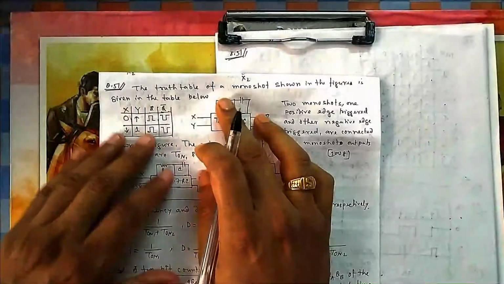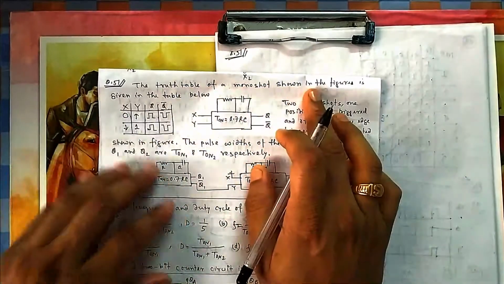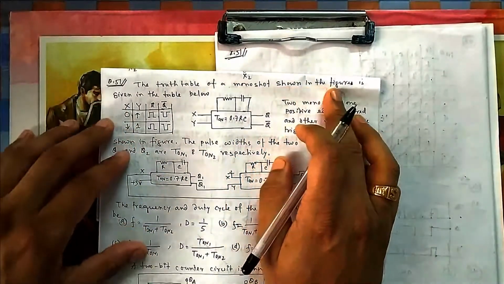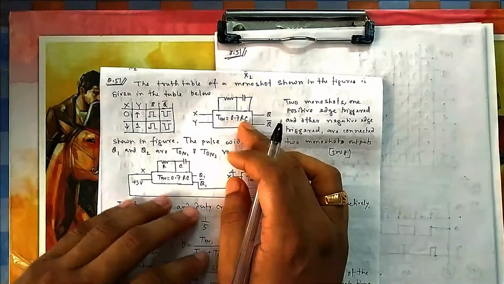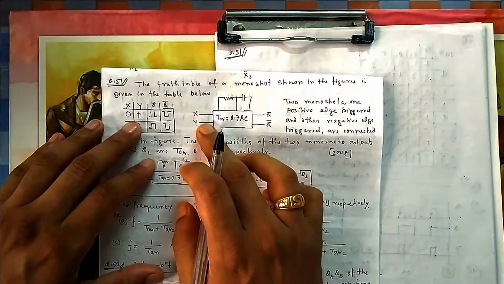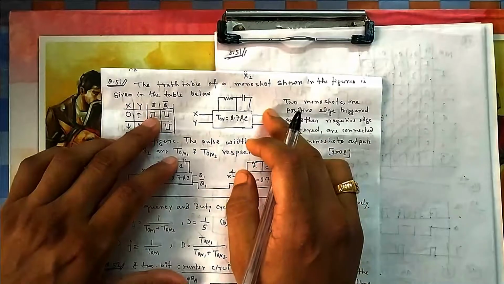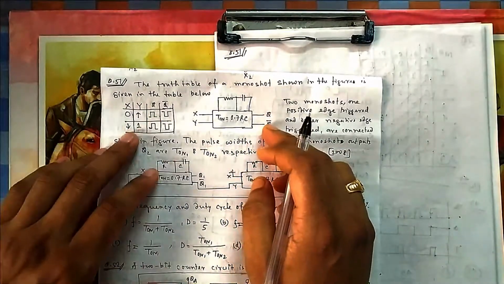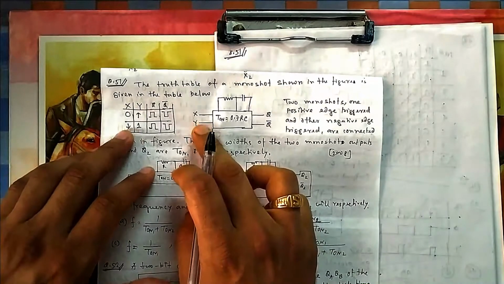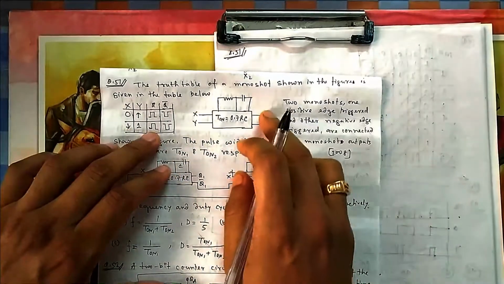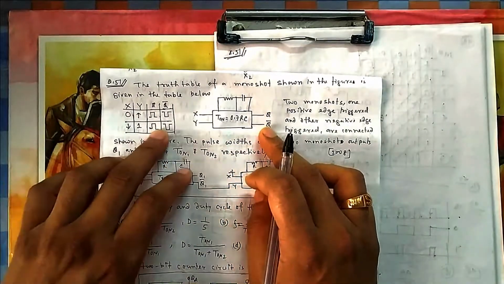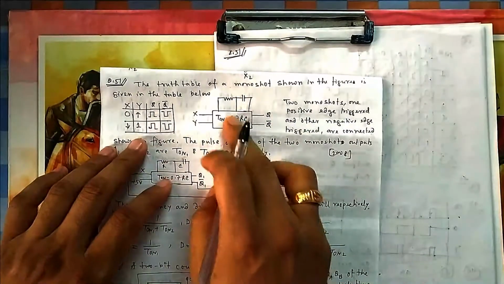In question number 51, the truth table of a monoshot shown in the figure is given. This is the truth table and this is the monoshot. If x is 0 and y is rising, then Q will be 1 and Q bar will be 0. Similarly, if y is 1 and x is a falling edge, meaning voltage is falling from one level, then again Q will be 1 and Q bar will be 0. So this is the meaning of this truth table.